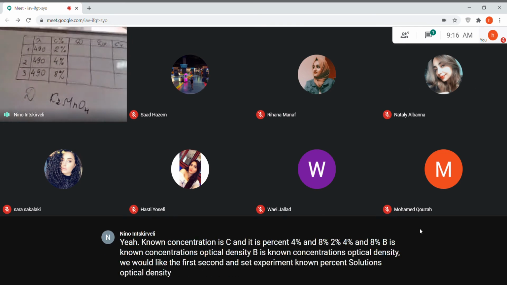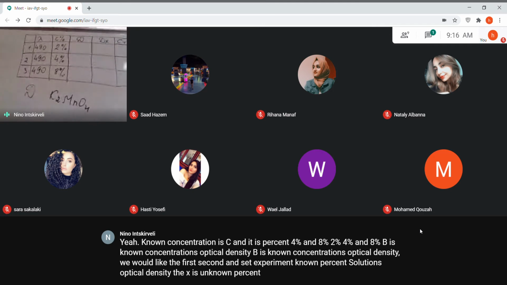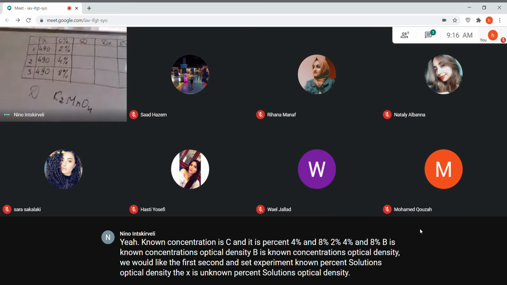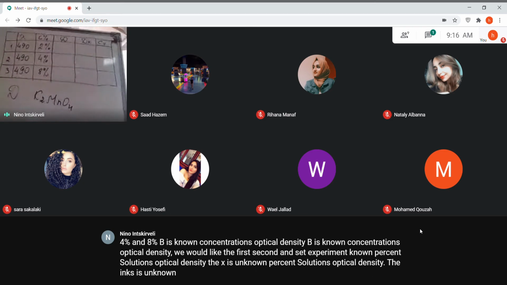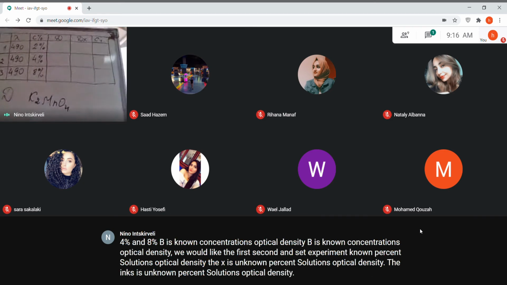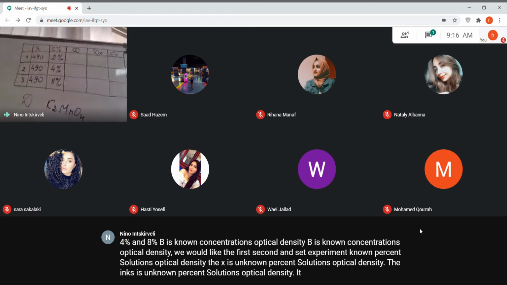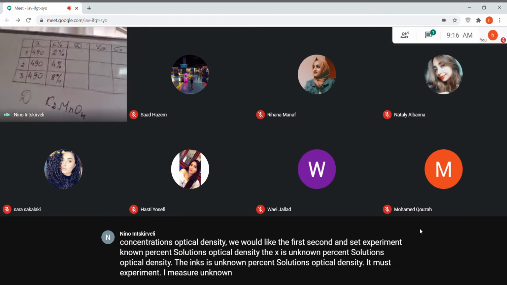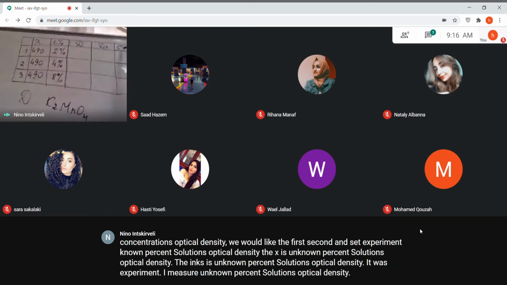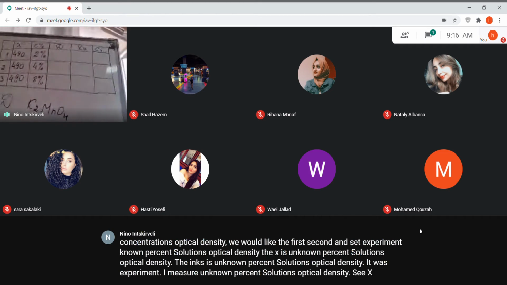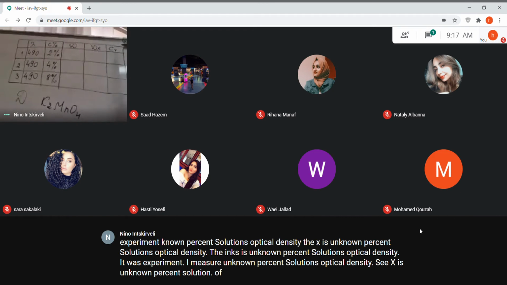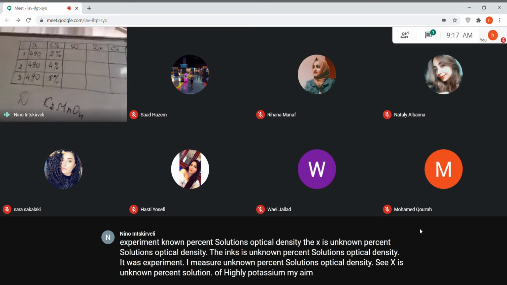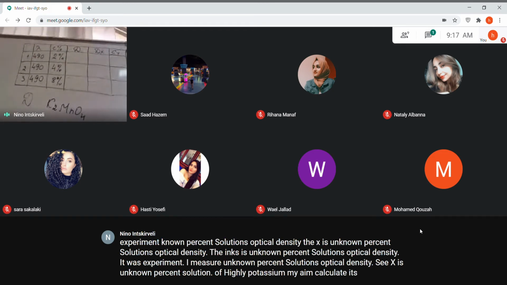Dx is the unknown percent solution's optical density. In the last experiment, I measure the unknown percent solution's optical density. Cx is the unknown percent solution of kali potassium. My aim is to calculate its value.